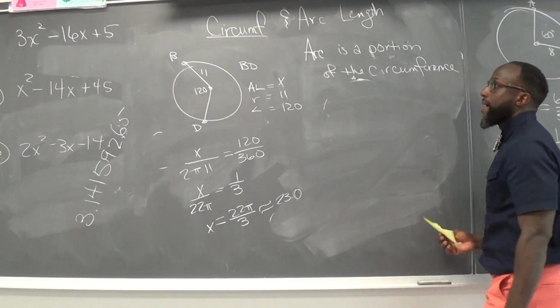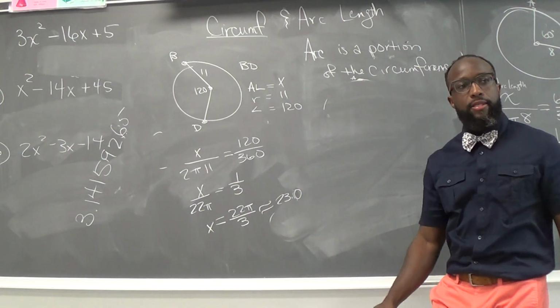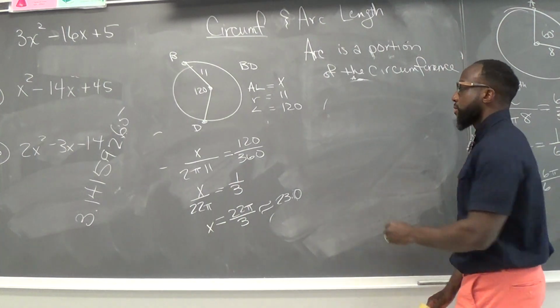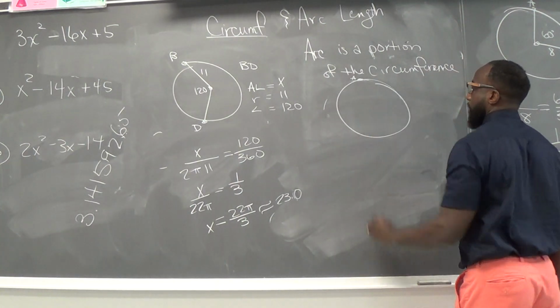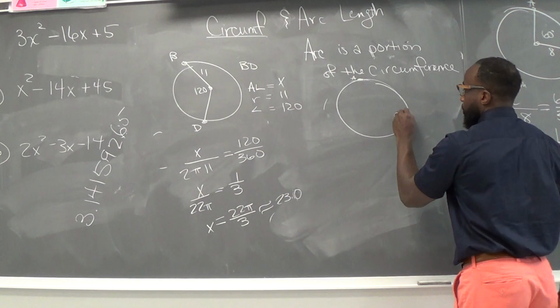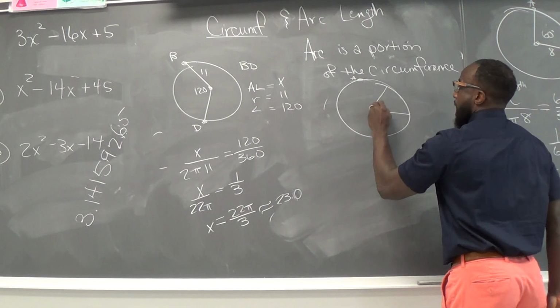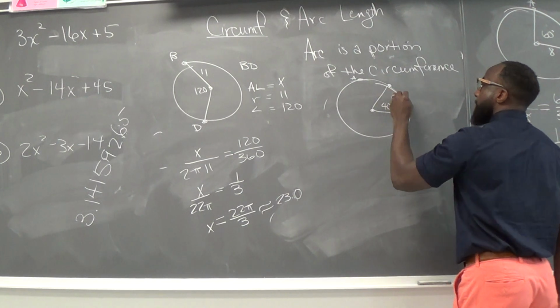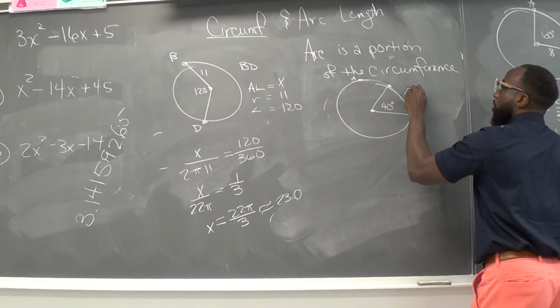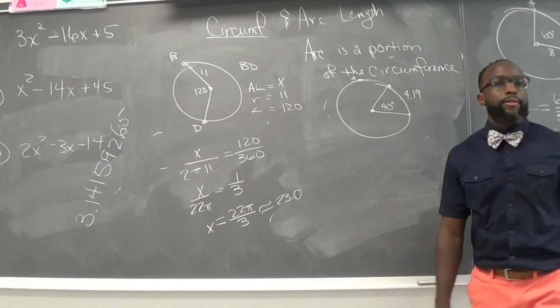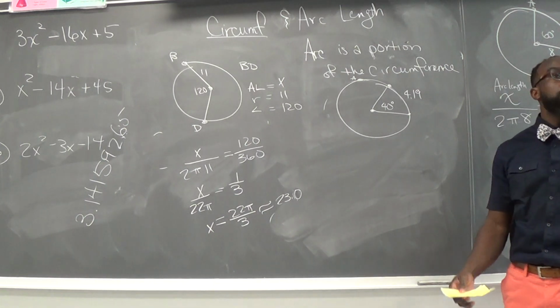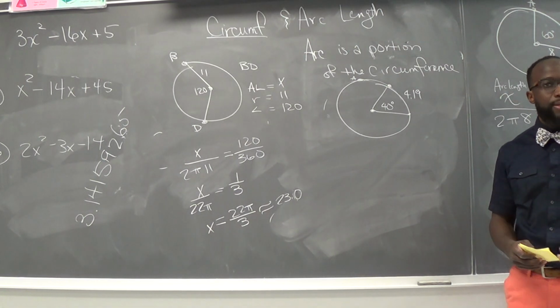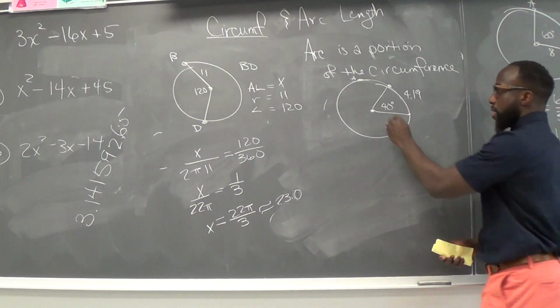All right, perfect. Now, what if they give us the arc length and we have to find something else? So, for instance, if I give you this circle here, and I give you the angle is 40 degrees, and the arc length is 4.19. What does it look like we need to find? Talk to me now.